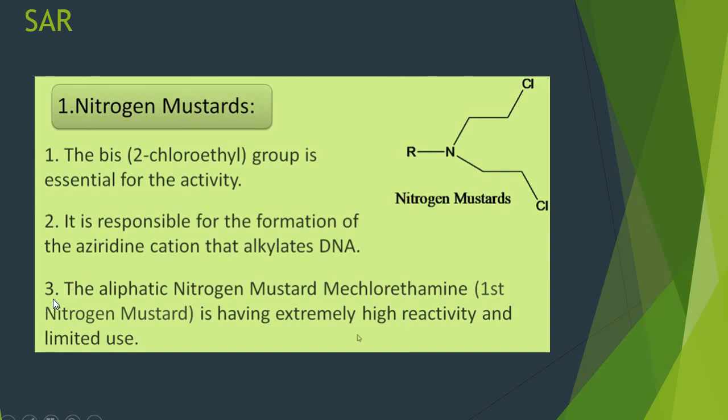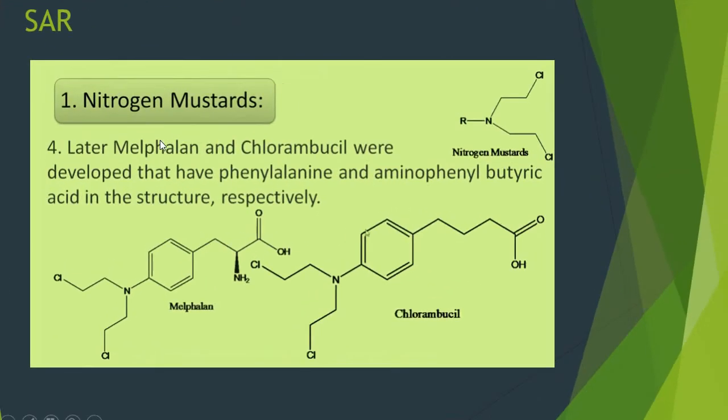The third and important point of structure activity relationship is that the aliphatic nitrogen mustard mechlorethamine is the first nitrogen mustard and has extremely high reactivity and is limited in use nowadays. The next point is that later melphalan and chlorambucil were developed that have phenylalanine, as we have already discussed. This is the phenyl and this is the alanine group, and in chlorambucil the aminophenyl butyric acid structure is present.